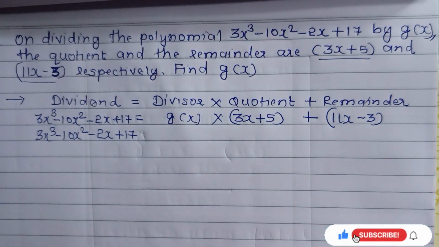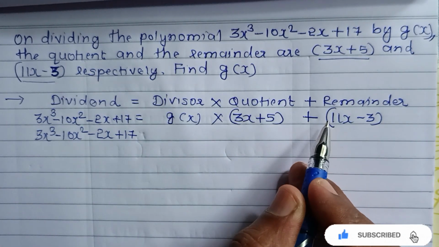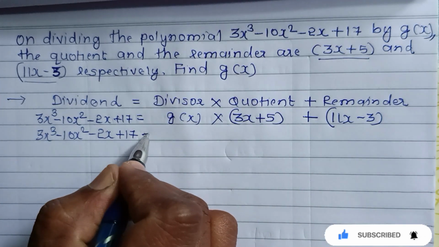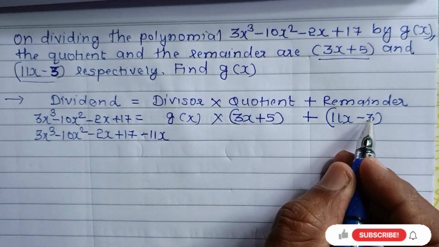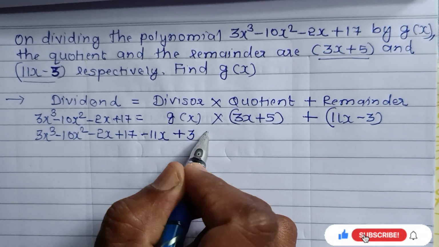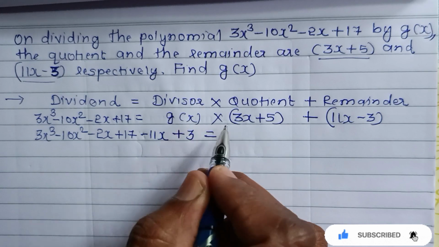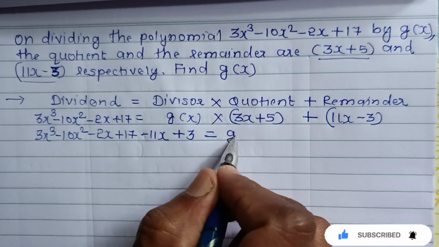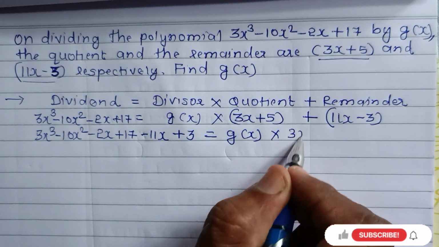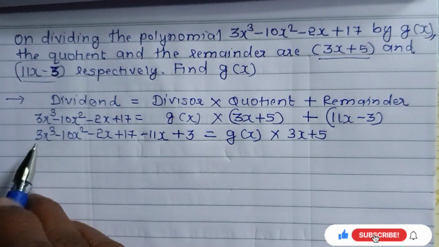So next, you have to write this dividend as it is: 3x cube minus 10x square minus 2x plus 17. Next, you have to bring this remainder to the left hand side. At that time you have to change the sign. So this is plus 11x, therefore you have to write here minus 11x. And this is minus 3, therefore you have to write here plus 3, is equal to. What remains here now? Divisor and quotient, so you have to write here g(x) multiplied by 3x plus 5.